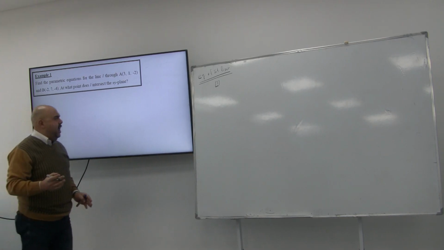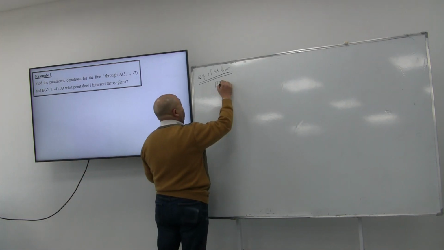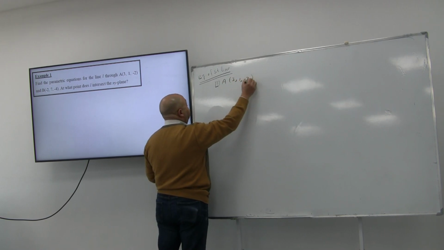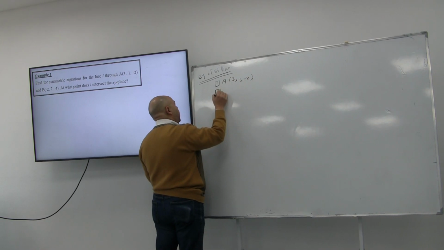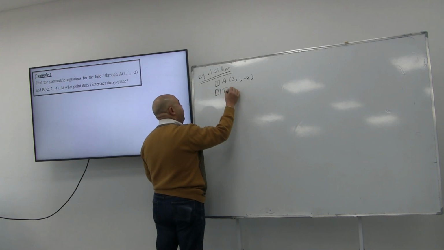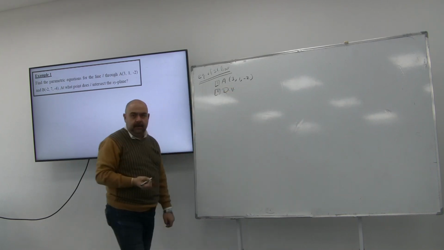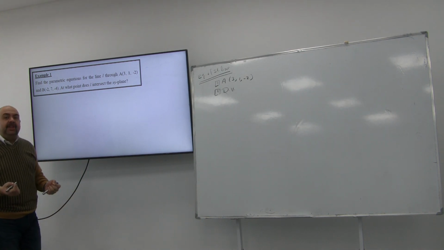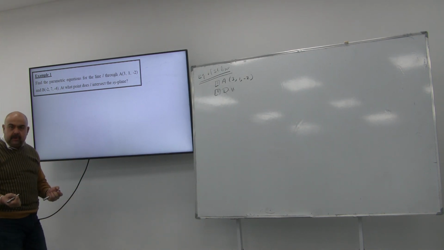I will go for A. It's written first, so I will consider A, which is (3, 1, -2). Number 2, I will get the direction vector of this straight line. How to get the direction vector of a straight line? Simply, I will get the difference between the coordinates of these 2 points.